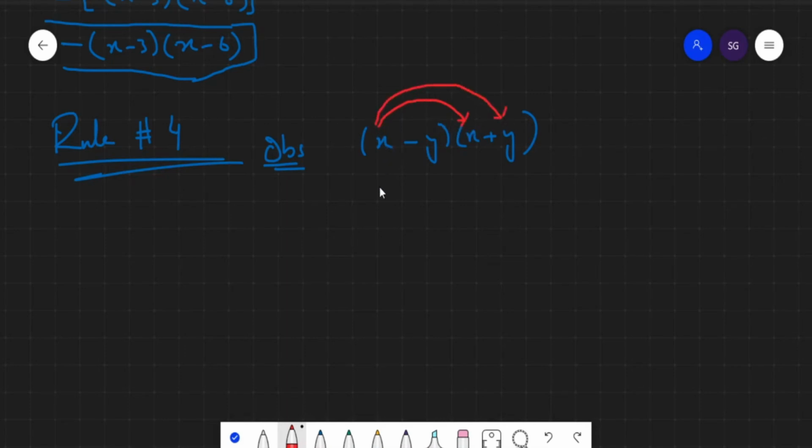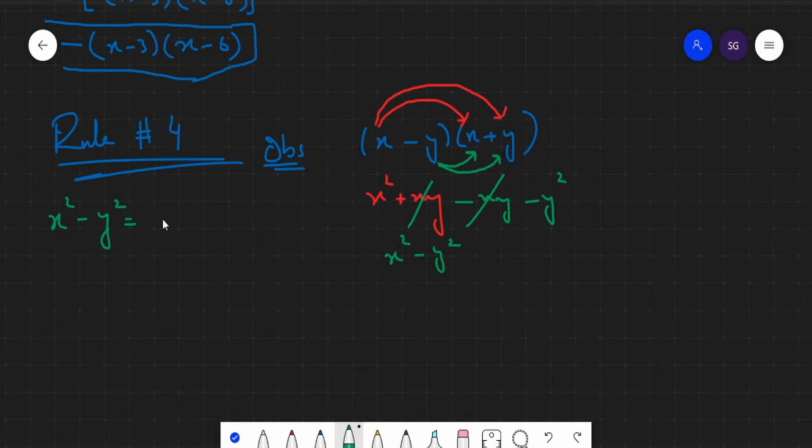So this is x squared plus xy, and then the second term, which is negative y, you multiply with the two terms of the next bracket here. So you get negative xy and negative y squared. As you can see, positive xy and negative xy are the same terms with different signs, so they cancel out and your result is x squared minus y squared. So the result here is x squared minus y squared, and this was when we multiplied x plus y times x minus y.